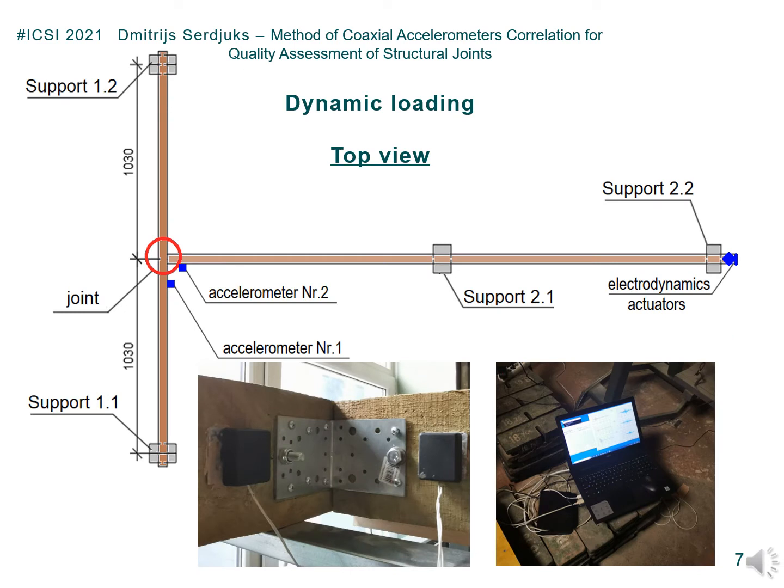A dynamic test of the beam stand was carried out to check the suggested method for determination of stiffness of the considered rigid joint. The additional beam was subjected to a vibration load provided by electrodynamic actuators fixed on the edge of the additional beam. Vibration in the different parts of the joints was recorded using 3D accelerometers connected to the computer.